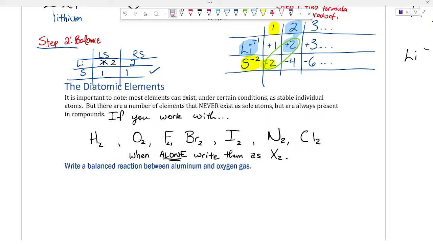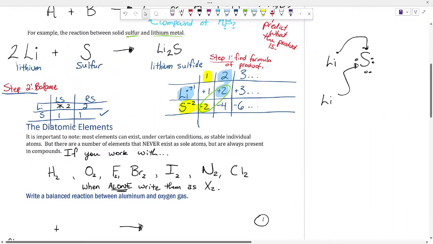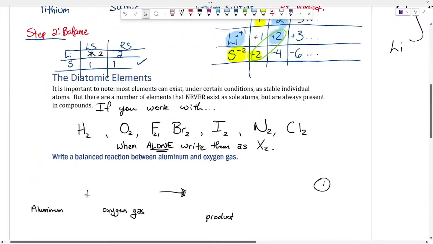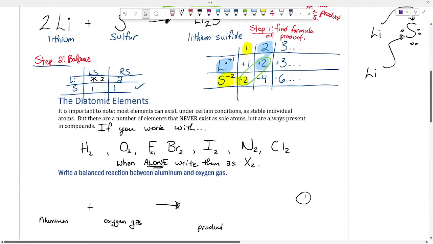Aluminum reacts with oxygen gas. Aluminum is going to react with oxygen gas. So you're going to follow the same 2 steps you did above, which is over here. You're going to have to figure out what the product is. So step 1 is figure out the formula of the product. If you want to do that by drawing it, great. If you want to do that by working it out, that's great. And then step 2 is balance it. All right, give it a try. I'll be around.